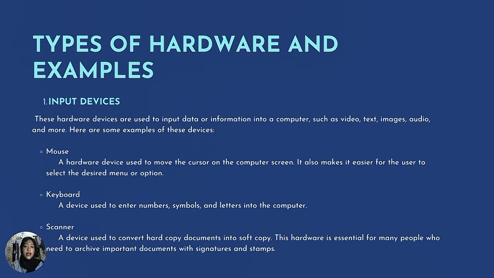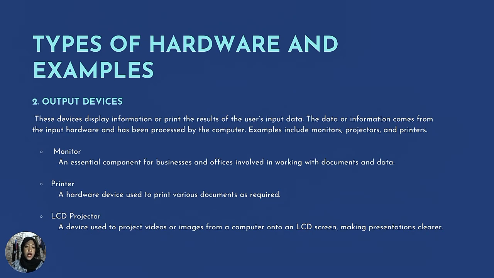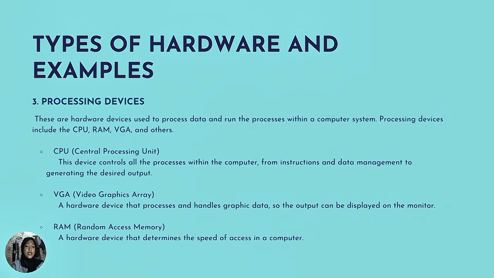Types of hardware and examples. 1. Input device. This helps us enter data or commands into the computer. Examples: mouse, keyboard, and scanner. 2. Output device. This shows or prints what the computer has done. Examples: monitor, printer, LCD. 3. Processing device. This handles the data and controls how the system works. Examples: CPU, RAM, VGA.